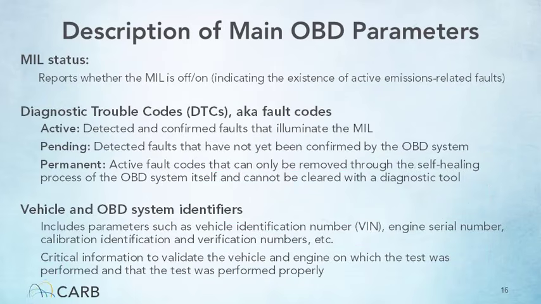We will now introduce some of the key OBD parameters to be collected as part of the Clean Truck Check OBD test in more detail here. MIL status data. This parameter reports whether the MIL is off or on at the time of performing the OBD test. Diagnostic trouble codes, or DTCs, also known as fault codes, are collected as part of the OBD test.